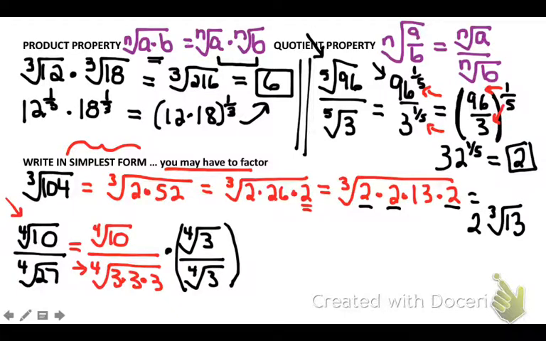So now I have 10 times 3. So I have my index of 4, so that's 30. And then now we have 1, 2, 3, 4 3's, so I can take out 1 3. Our final answer here is the 4th root of 30 over 3.